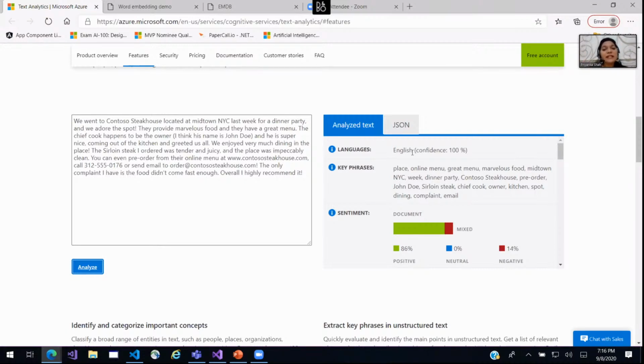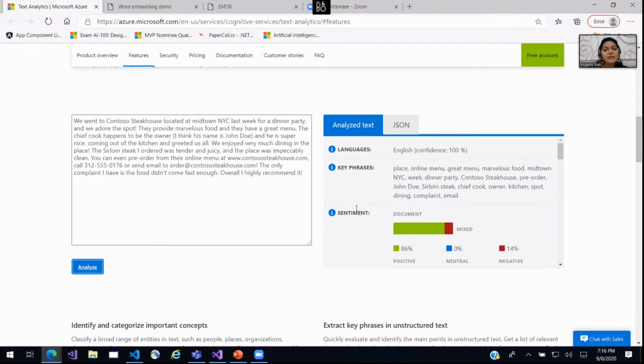Okay. And then key phrases. For example, this one is talking about a steakhouse located in NYC and how it was an enjoyable experience, and when it was located and what the contact details are, and stuff like that. All right. So it identified the language. It gives us key phrases like online menu, great menu, dinner party, NYC, the name of the steakhouse, and the type of steaks available there, the owner there.